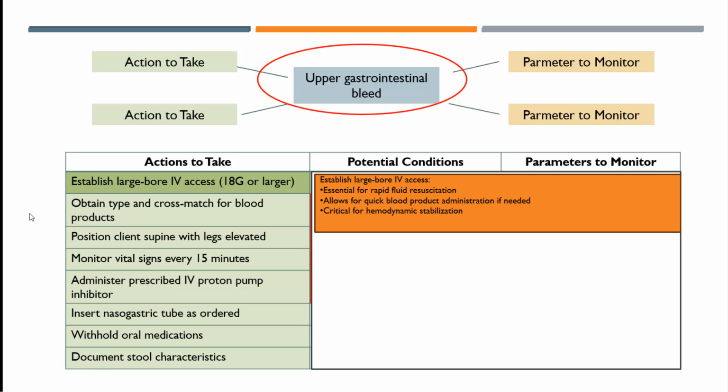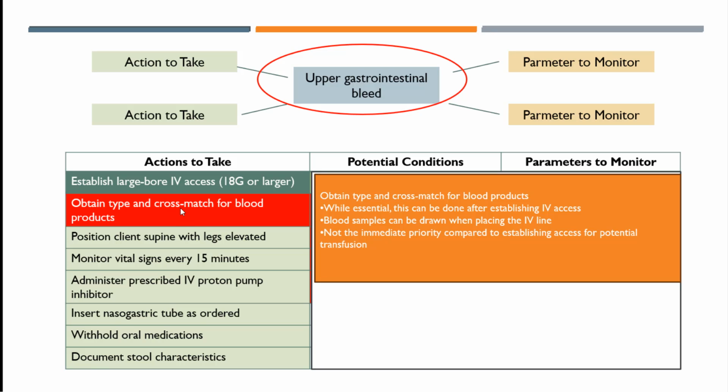Establish a large bore IV, 18 gauge or higher. Basically, depending on the ER, they'll say 20 or larger, but really 18 gauge or larger is the best. And that's essential for rapid fluid resuscitation. Remember, this person is hypotensive and tachycardic, dizzy, fatigued. Allows for quick blood product administration if needed, and it's critical for hemodynamic stabilization. We're going to start giving fluids, and that's right here. Next, so we'll make that one green, pretty good one.